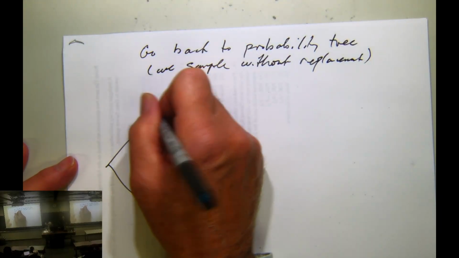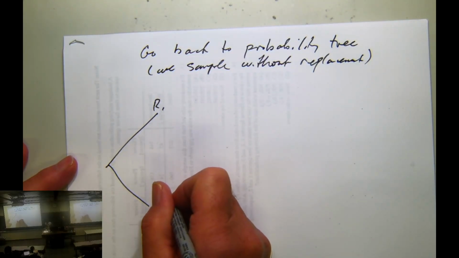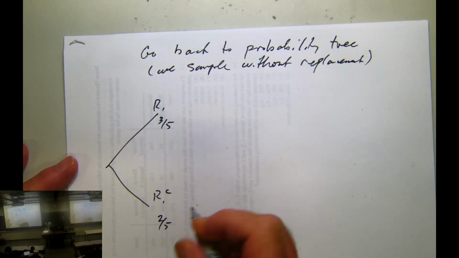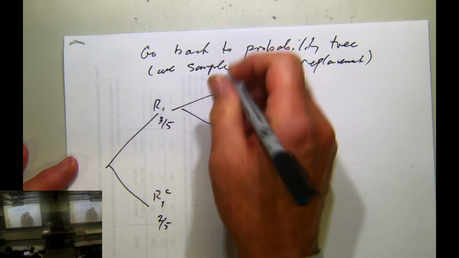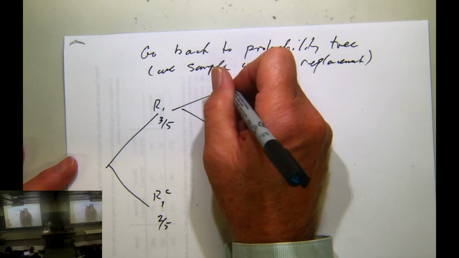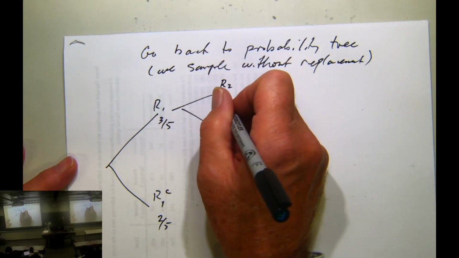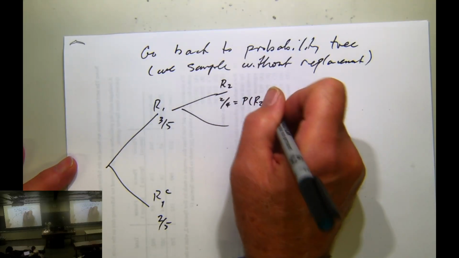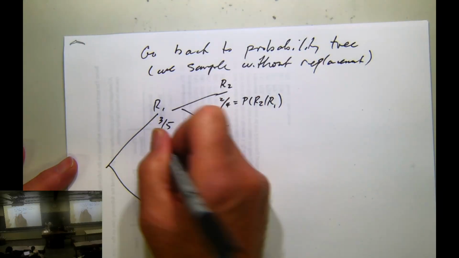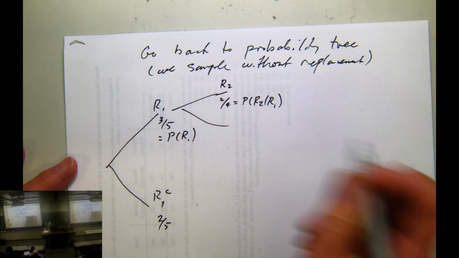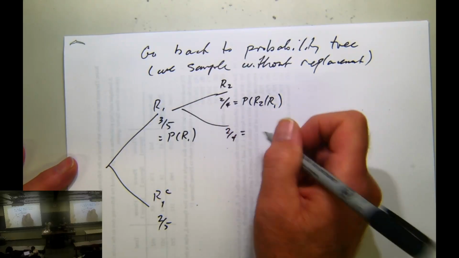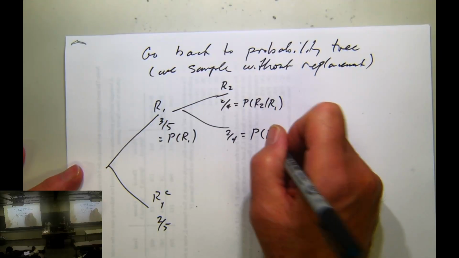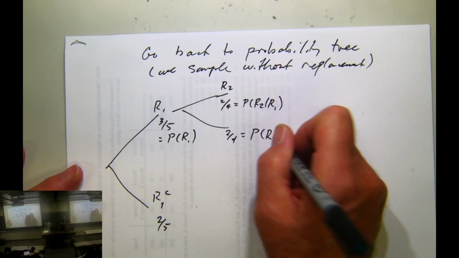Okay, we went through, we got R1, we got R1 complement, and this was 3 out of 5, 2 out of 5. And then we went to our second pull, and we had R2, and this was 2 out of 4, and that was the probability of R2 given R1. When we labeled this, it was just the probability of R1. I'm doing this very thoroughly just so that we're all comfortable with how the pieces are going to get pulled together.